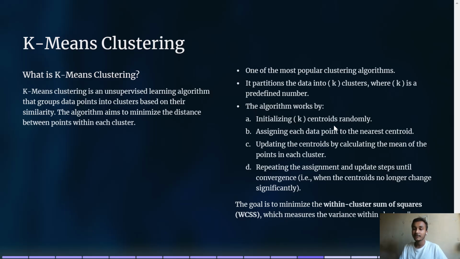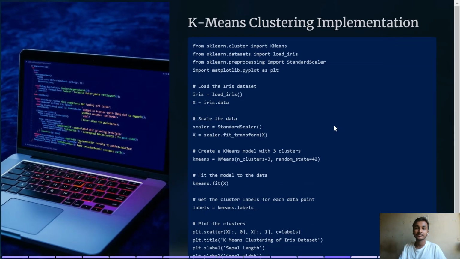Then we update the centroids by calculating the mean of points in these clusters. And we have to repeat the assignment and update steps until convergence, which means when the centroids no longer change significantly. So the goal is to minimize within cluster sum of squares, which measures the variance within clusters. So now let's move forward.